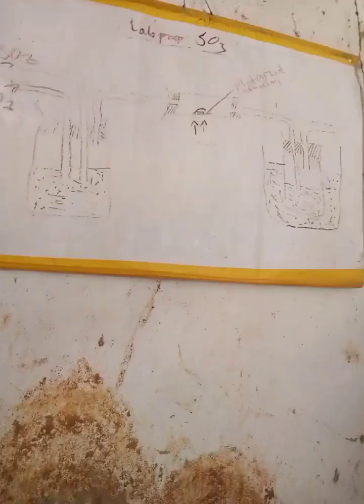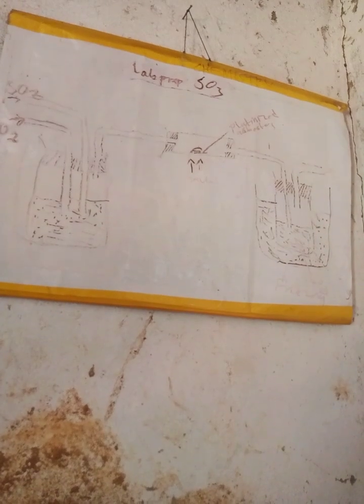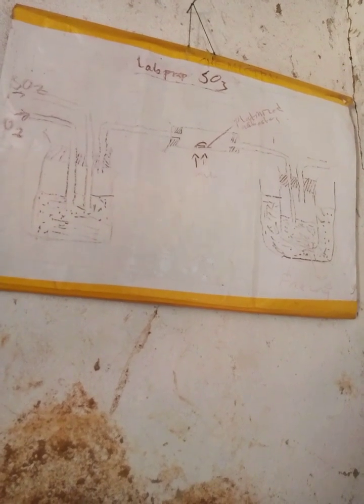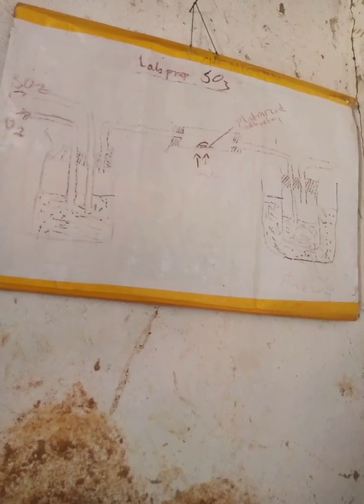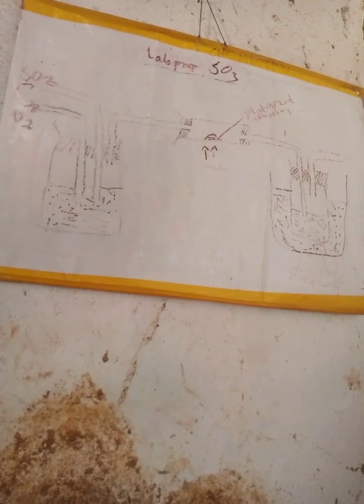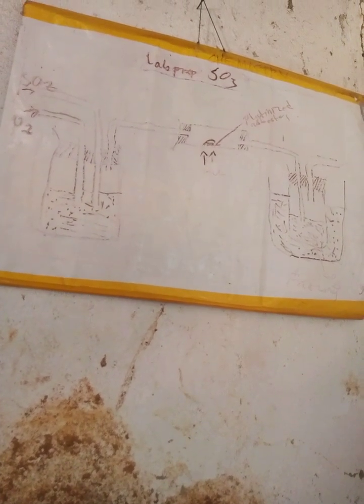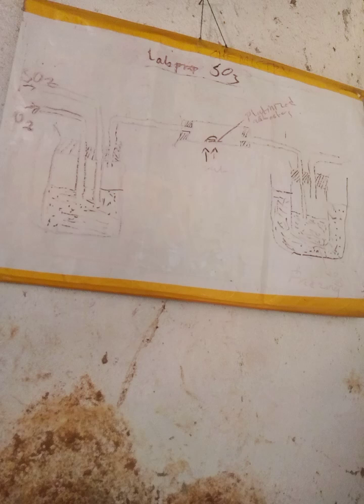Then we have thick white fumes of sulfur 6 oxide that are formed and condense in the test tube in the form of white silk-like needles. Yes, they will condense because of that freezing mixture. Then the gas can also be prepared by heating hydrated iron 2 sulfate.